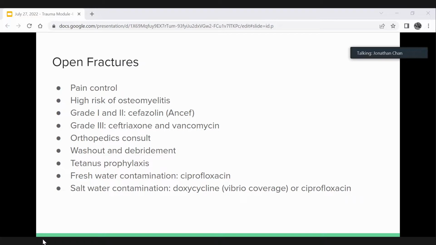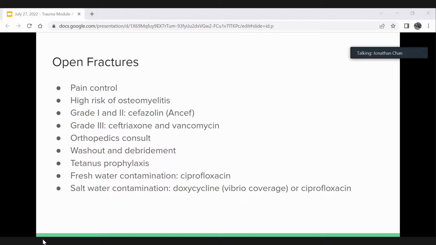All of these patients need an orthopedics consult emergently, and they have to be washed out and debrided in the emergency room. Usually orthopedics does that, but it'll take several liters of normal saline and fluid and rinse out the injury before they do the repair. You also want to give the patient tetanus prophylaxis, so make sure they're up to date on their tetanus shots, because these wounds are very dirty and they can lead to infection spreading.